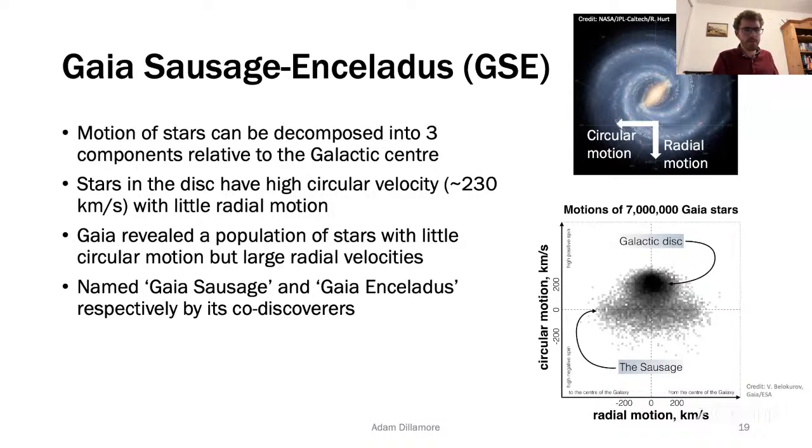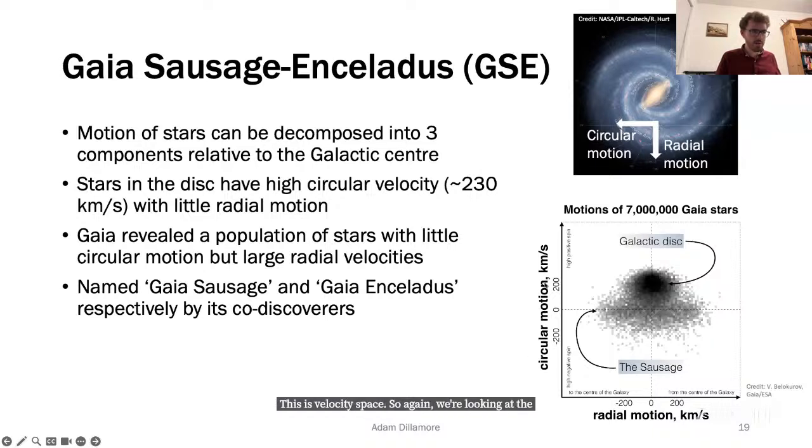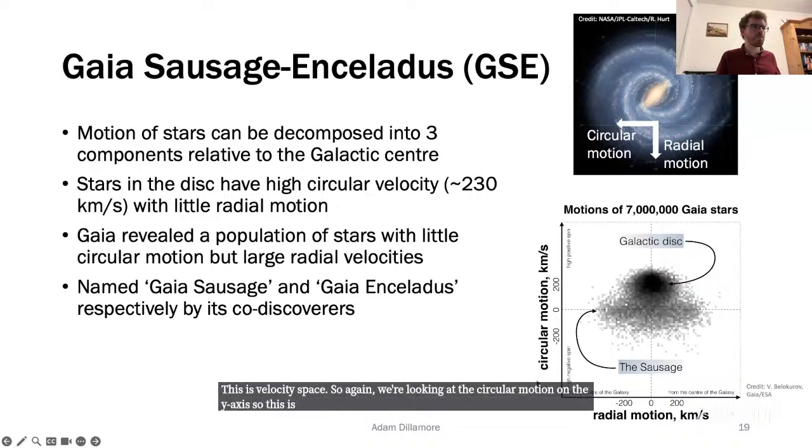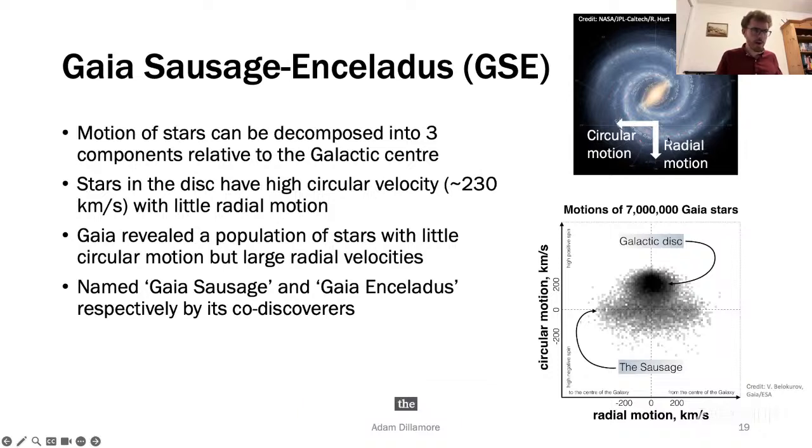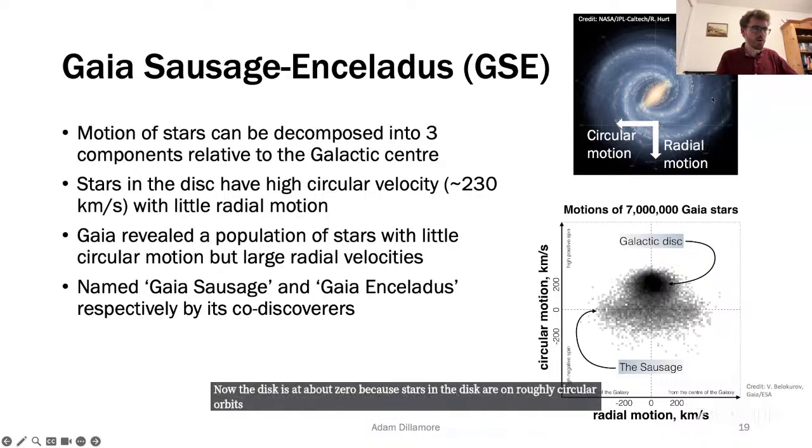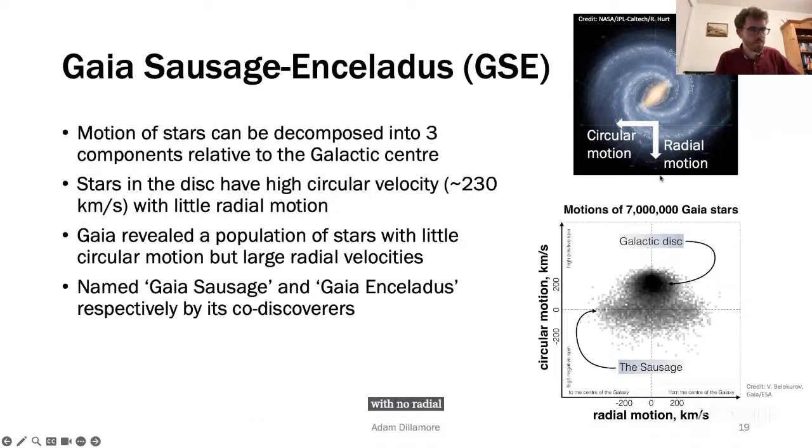So this can be seen if you look in velocity space. Again, we're looking at the circular motion on the y-axis. So this is circular motion in kilometers per second, the velocity around the galaxy. Again, in the disk, you see the disk is at about 200 kilometers per second. On the x-axis is radial motion. This is the component pointing away from the center of the galaxy. Now the disk is at about 0 because stars in the disk are on roughly circular orbits, so they move with no radial motion at all.